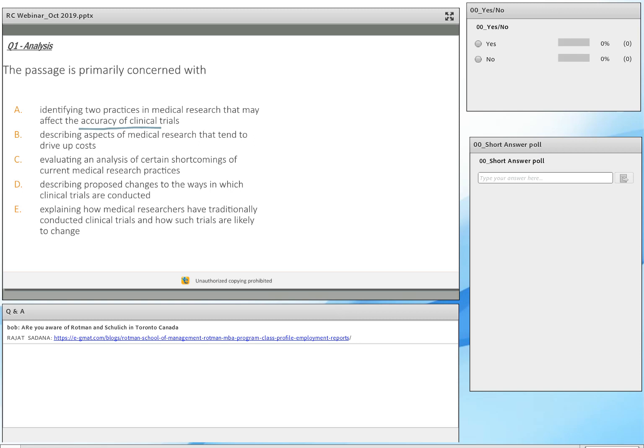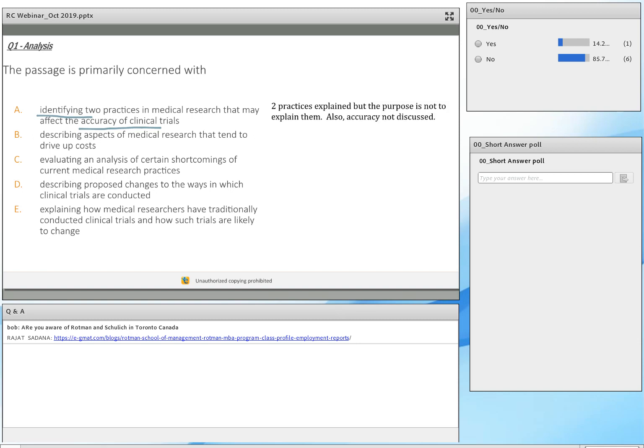Now, is there any talk about accuracy at all in the passage? Because now what we have to do is find that one thing that is wrong with each incorrect answer choice and move forward. There is no accuracy being talked about, right? Two practices, identifying two practices that may affect the accuracy. No, there are two practices that are explained, but the idea is not to identify those. The idea is to talk about how those can be changed, right?